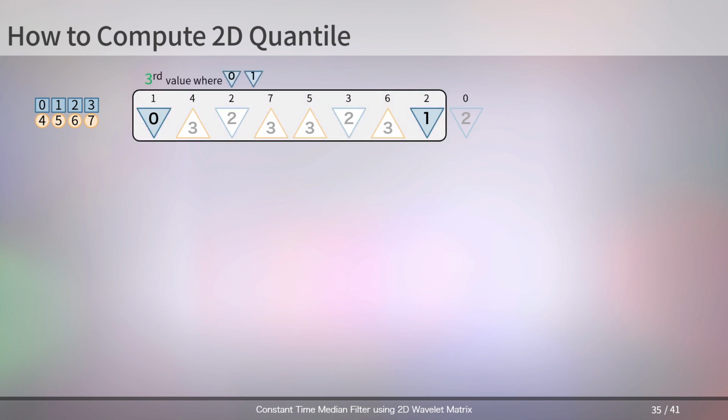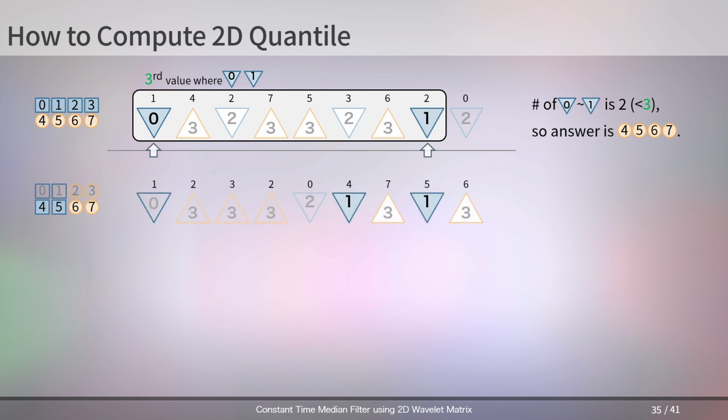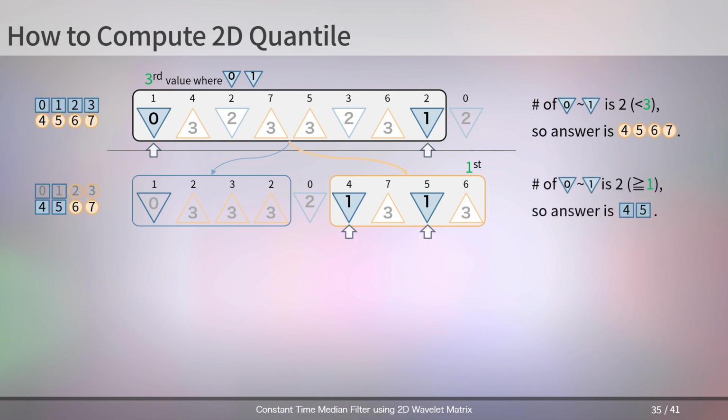First, we will focus on this interval. At this point, there are two numbers between 0 and 1, so we know that the answer is in the later half range. We will calculate the next interval. Since there are two numbers between 0 and 1 in the next section, we know that the answer is the first half, blue. We will calculate the next interval.